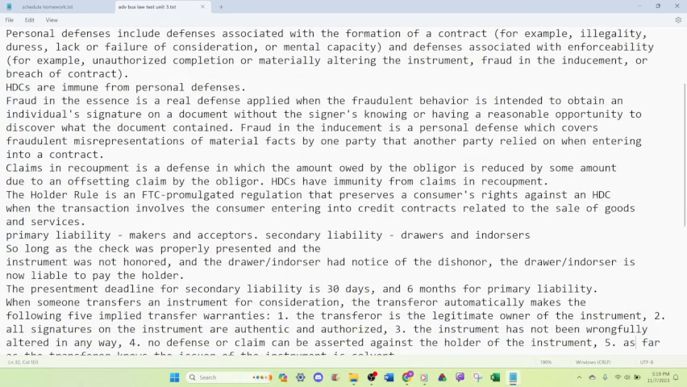Personal defenses include defenses associated with the formation of a contract, illegality, duress, lack or failure of consideration, or mental capacity, and defenses associated with enforceability, for example, unauthorized completion or materially altering the instrument.